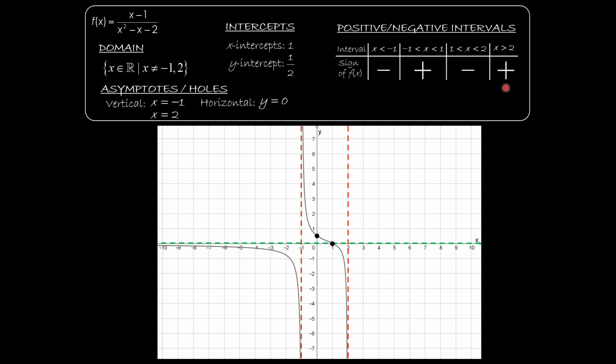And last but not least, when x values are greater than 2, our graph has to be positive, so it has to be up here, but it also has to follow our asymptotes. So we get a curve that looks like this. And that is our final graph. Now, if I just take away those asymptotes, you get a better idea of what this graph looks like without all the other clutter. And that is it. The graph of the function f at x equals x minus 1 over x squared minus x minus 2.